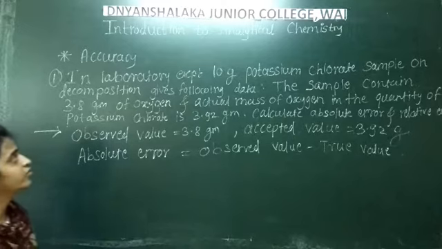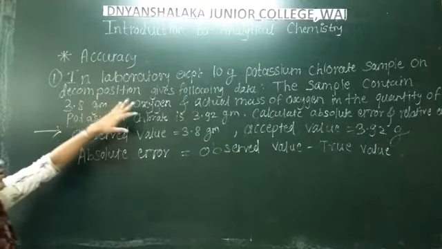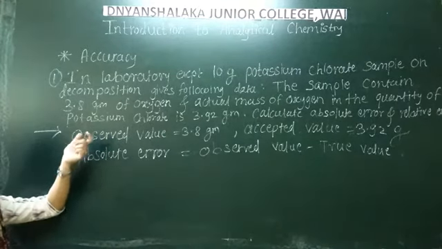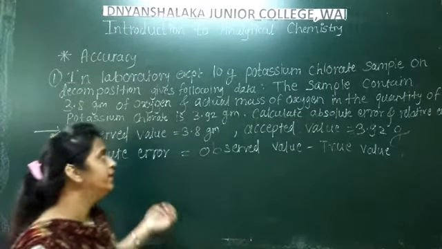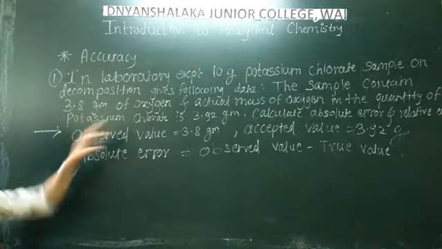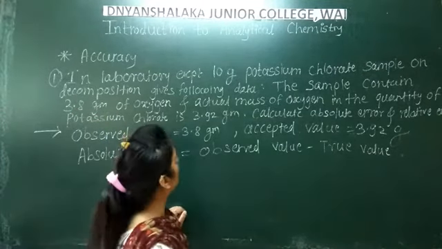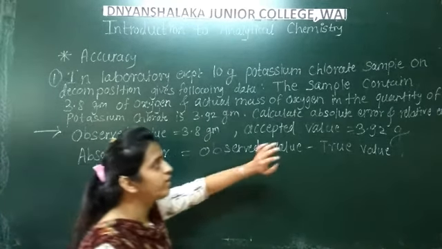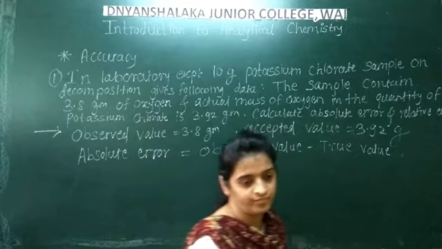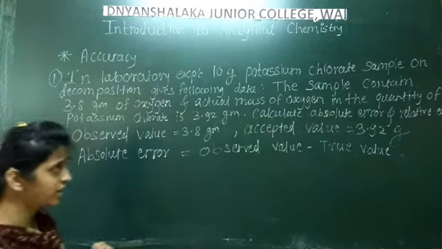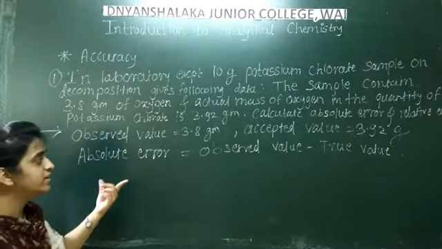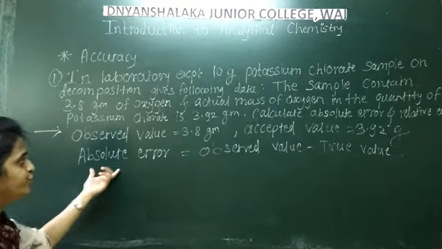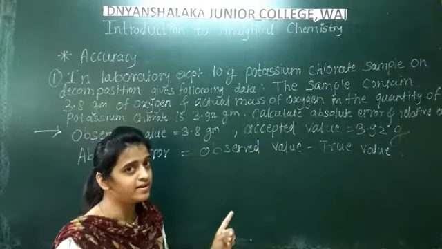Next, an example based on accuracy. Question: in a laboratory experiment, a 10 gram sample of potassium chloride on decomposition gives the following data. The sample contains 3.8 gram of oxygen, and the actual mass of oxygen in that quantity of potassium chloride is 3.92 gram. Calculate the absolute error and relative error. In the accuracy concept, we discussed the formulas: absolute error equals observed value minus true value, and relative error equals absolute error upon true value into 100%.